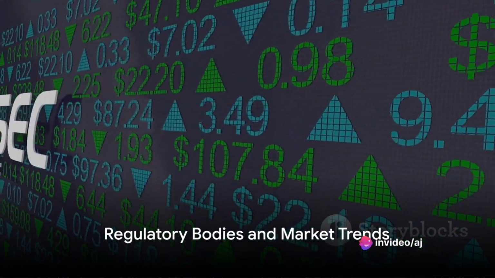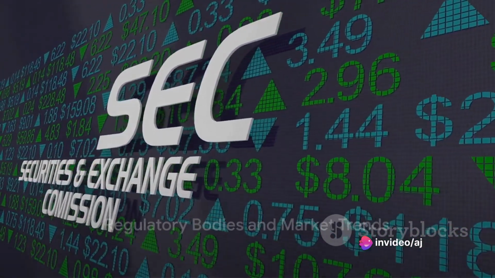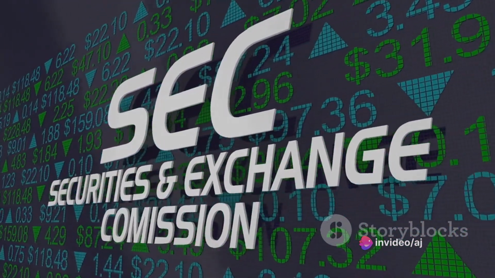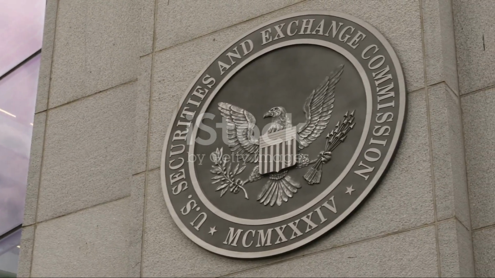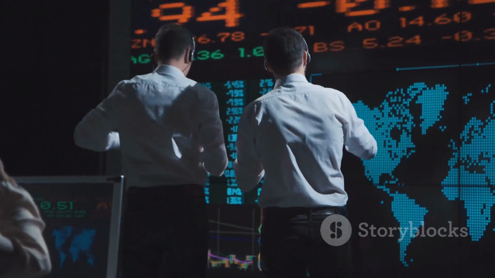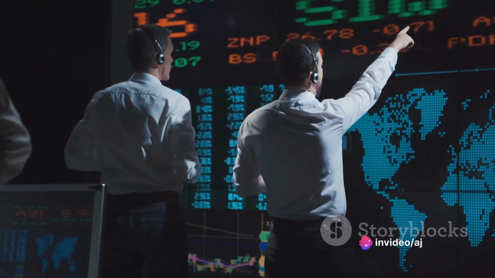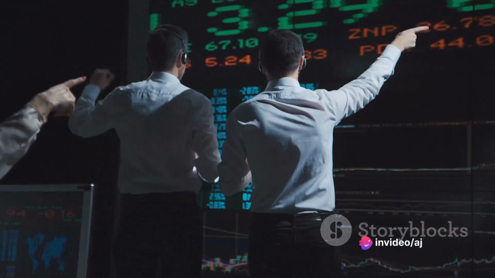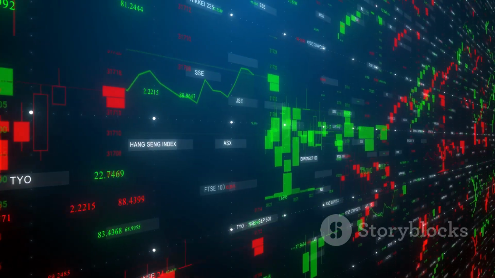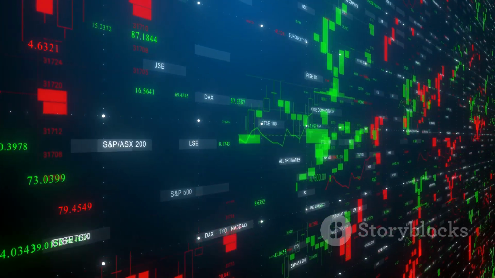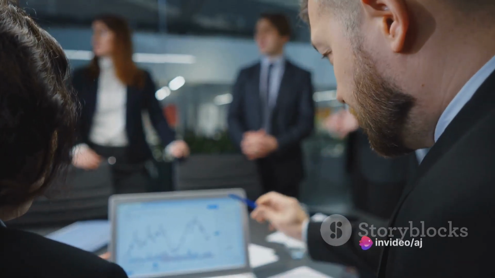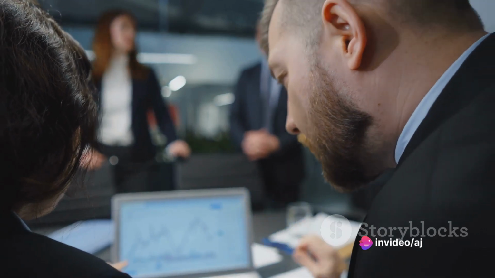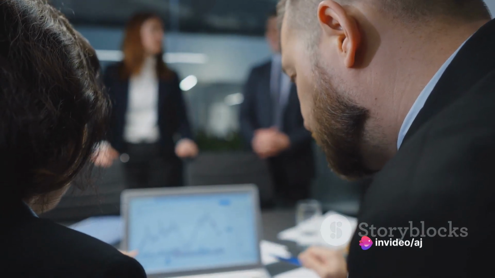Now, let's delve into regulatory bodies and market trends. In the world of stocks, regulatory bodies play a critical role. They're like the referees in a game, ensuring that every player follows the rules. One such body is the Securities and Exchange Commission, or the SEC, which oversees the stock market in the United States. The SEC's job is to protect investors, maintain fair and efficient markets, and facilitate capital formation. It's their responsibility to ensure that companies are transparent with their financial information and that trading is conducted in a fair and orderly manner.